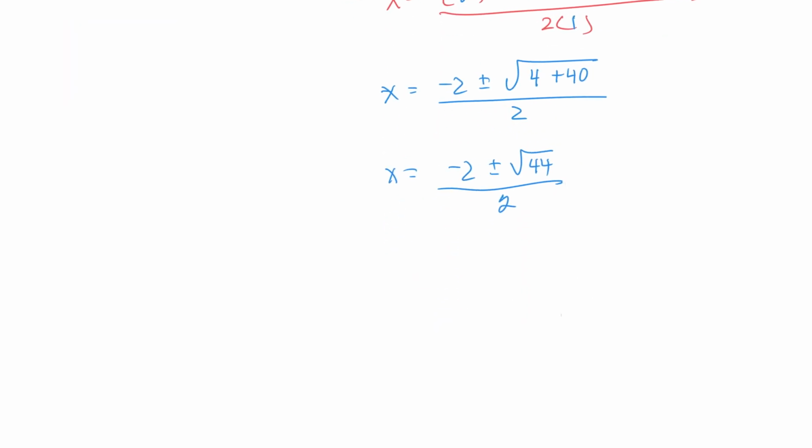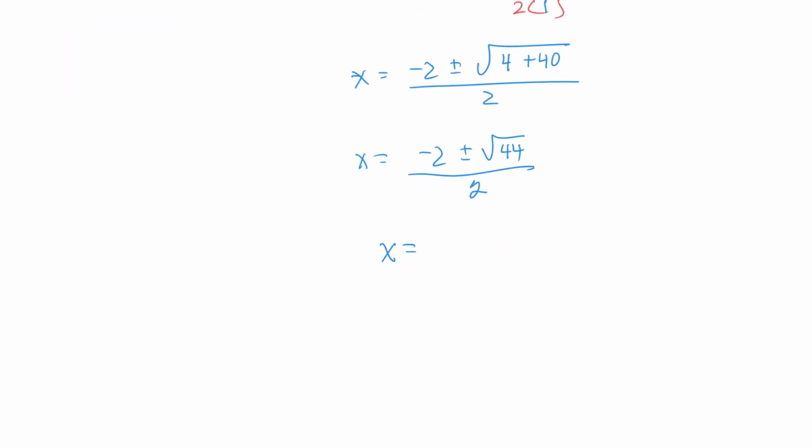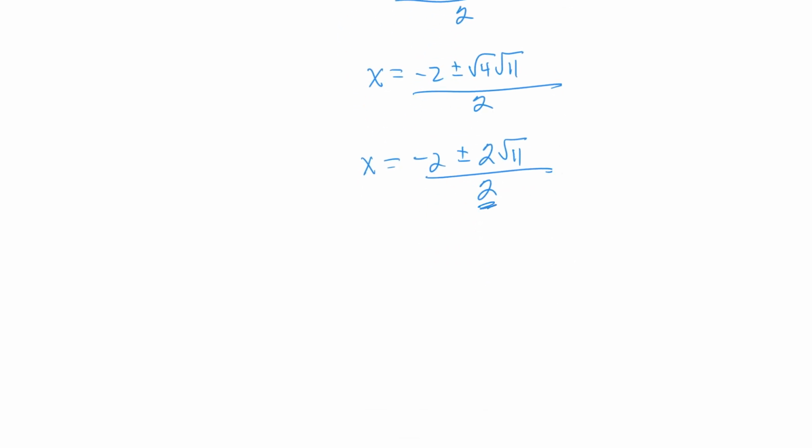which I would even simplify that 44, because it's the same as root 4 times root 11 all over 2. And the square root of 4 is 2. You see where I'm going here now? Now what I have is a common denominator. So it's minus 2 over 2 plus or minus 2 root 11 over 2. So the 2's here divide into each other to give you a 1 plus or minus 1 root 11.